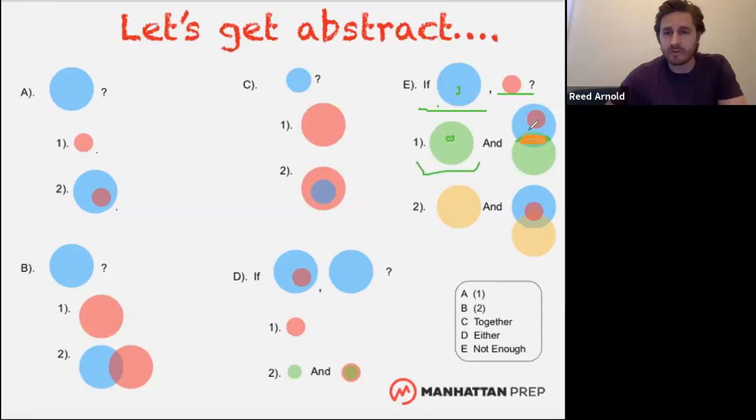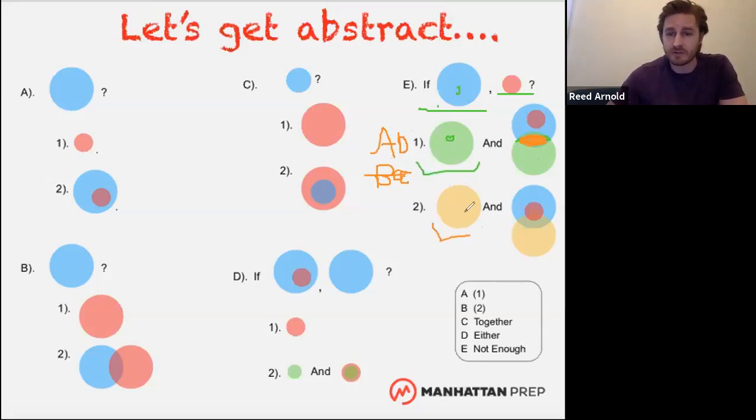And you might notice that the red circle isn't part of that intersection. And so I actually have enough information to answer the question. Am I in a red circle? No. And on data sufficiency, a no is sufficient. So I know that statement one is sufficient, because I know I'm not in a red circle. I'm somewhere in this intersection of green and blue.